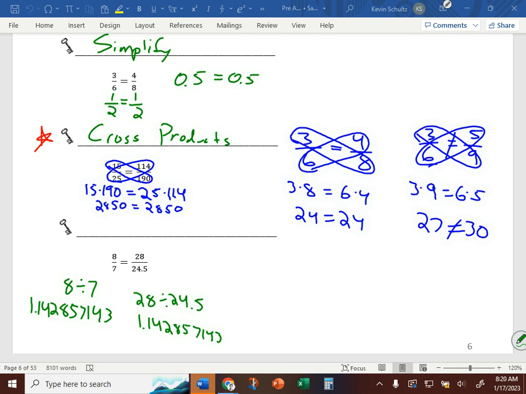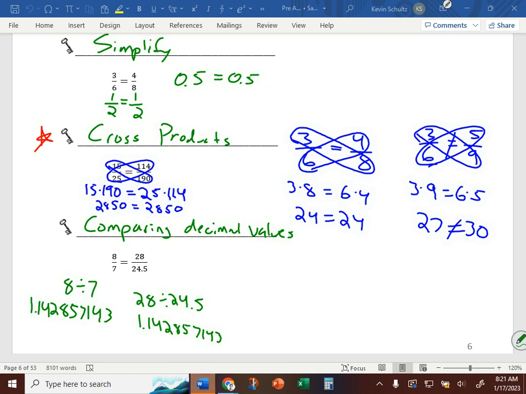Scale factor, nah, kind of nasty. Simplifying fractions, not too helpful either. So cross products or comparing decimals would be the way to go. Okay? Questions on any of these 5? Yeah. What's that? Oh, sorry. Thank you. Comparing decimal values.